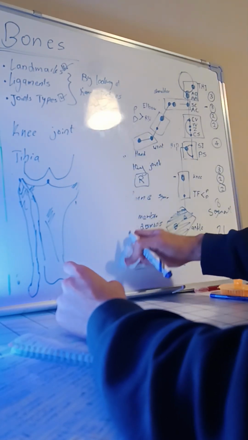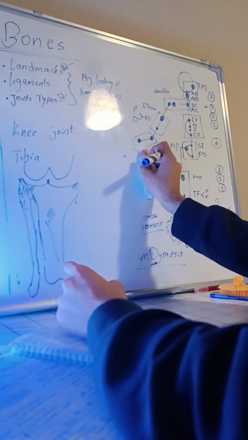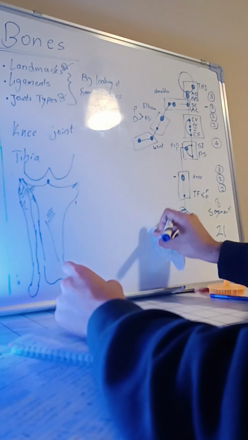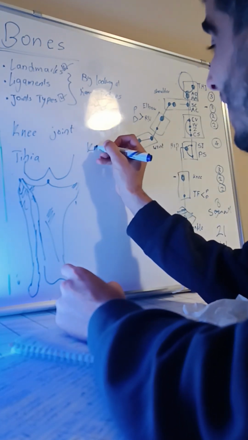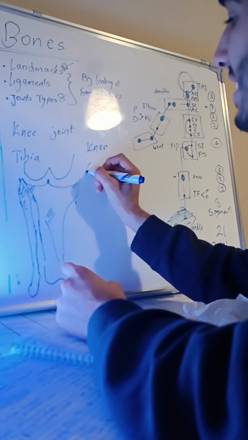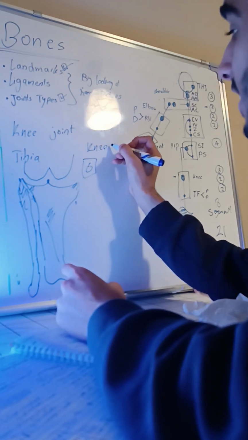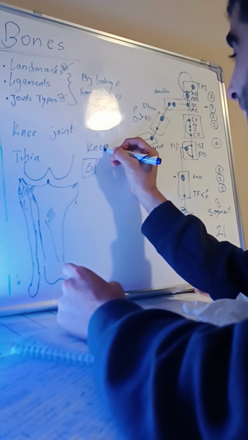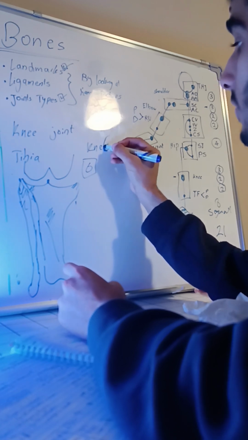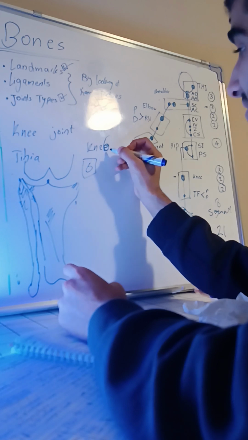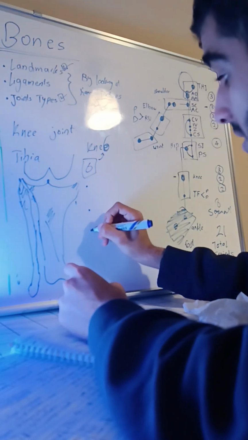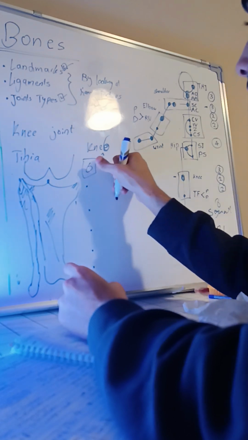When it comes to the ligaments that support this joint, in the knee joint, we're gonna have 6 sets. Knee 6. This is the knee. So just make 6 out of it. So in the knee there are 6 sets.